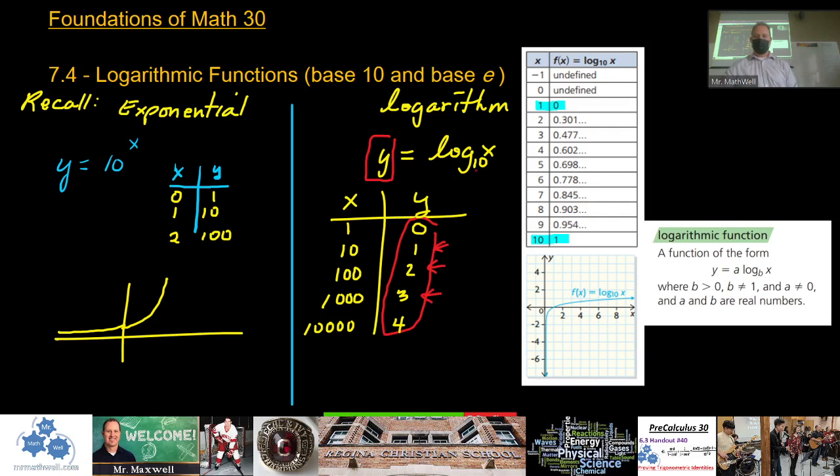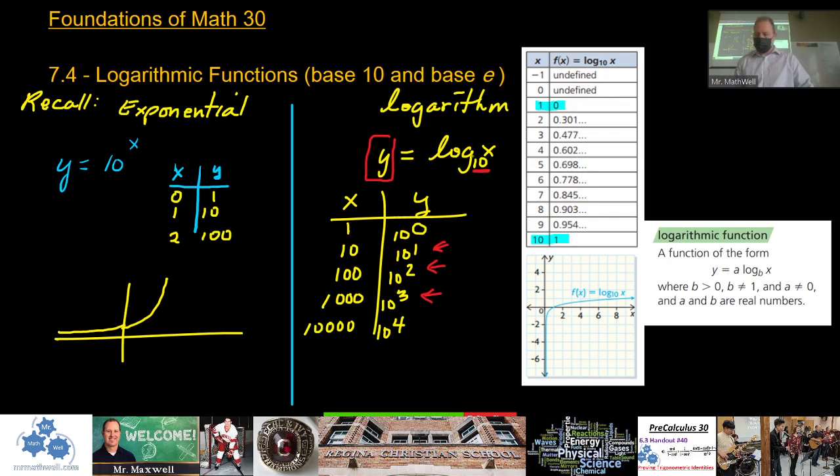Exponents. Look at the base here. The base of the logarithm is 10. So watch this. If we did 10 to the power of 0, we get 1. 10 to the power of 1 is 10. 10 squared is 100. 10 cubed is 1,000, and so on. 10 to the 4th is 10,000. So what does that mean?